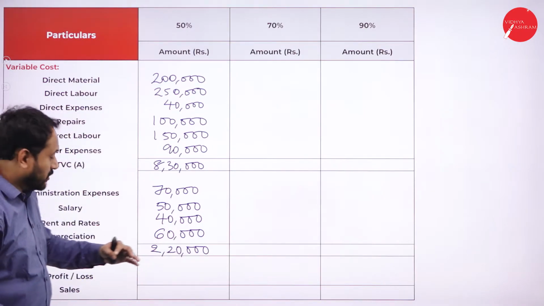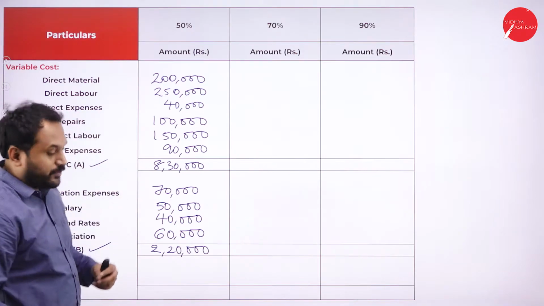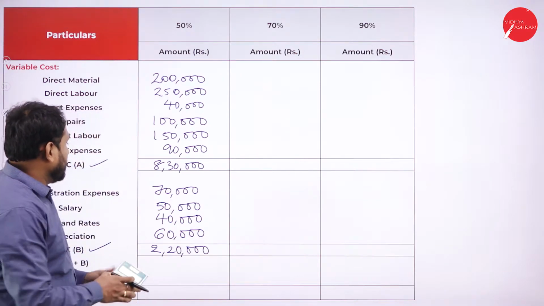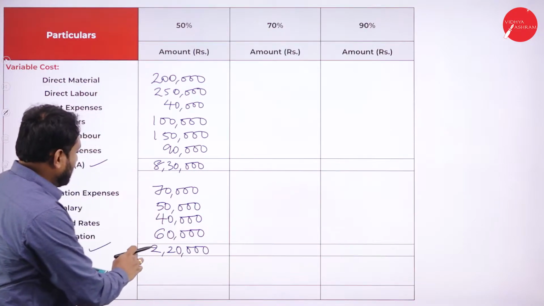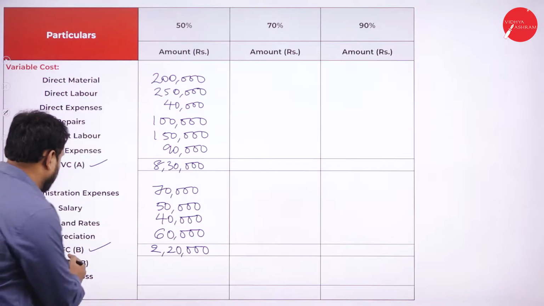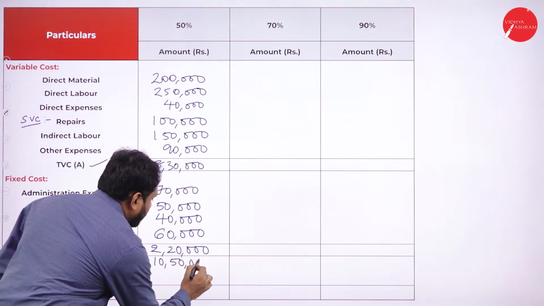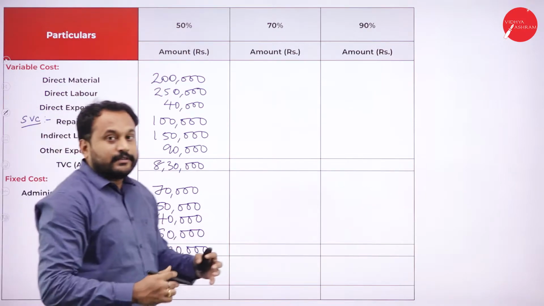Now total cost is there. What is total cost? Total cost is always A plus B. Now we have 8,30,000 plus 2,20,000. 8 lakh plus 2 lakh is 10 lakh. 10 lakh plus 30 and 20 is 10 lakh 50. So we got here total cost 10 lakh 50,000. Till here we are done.